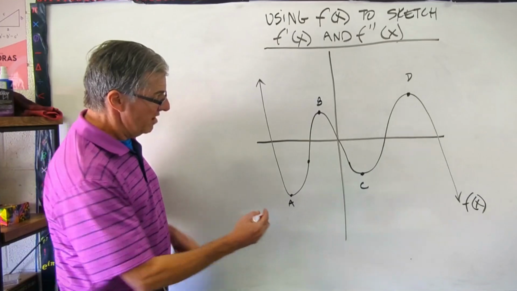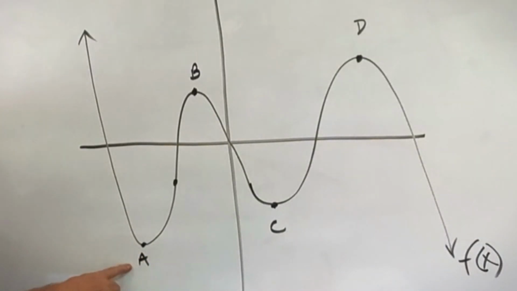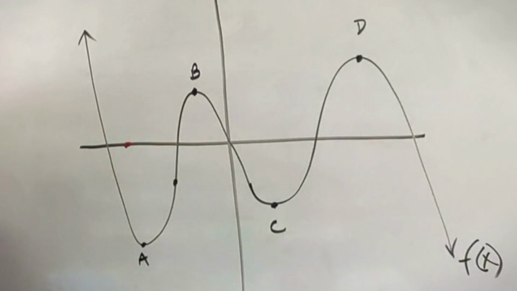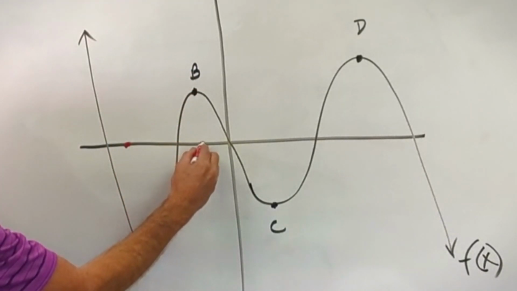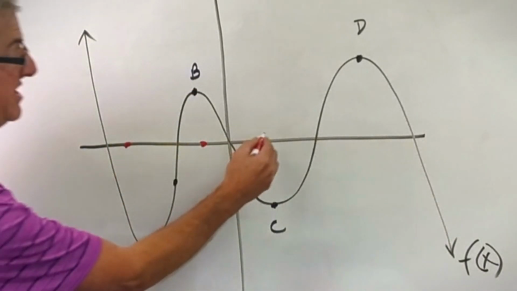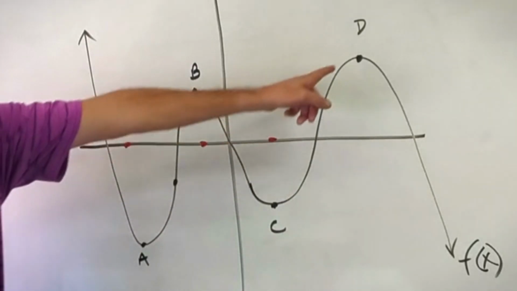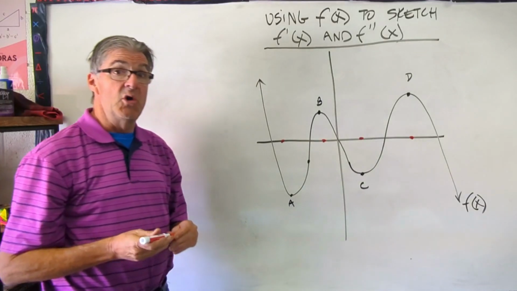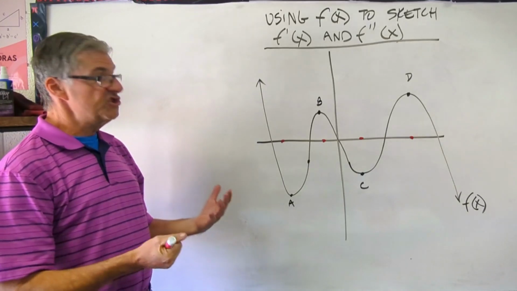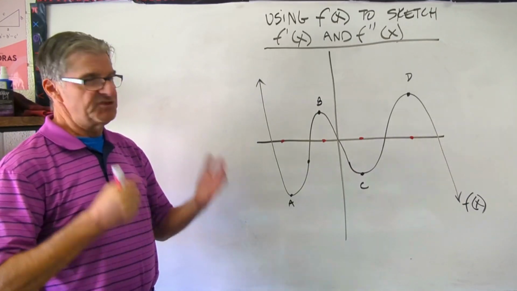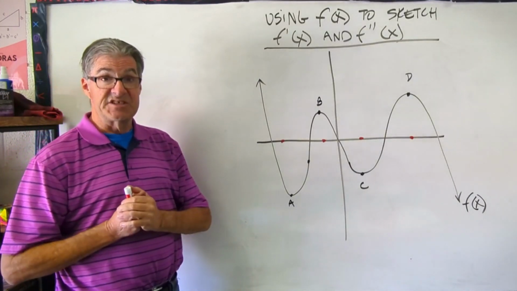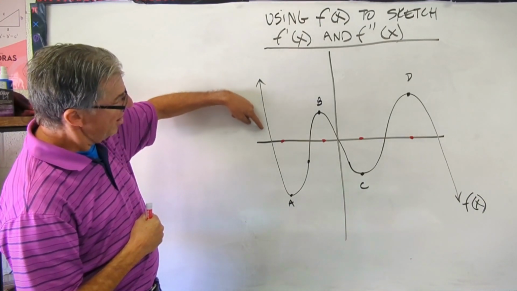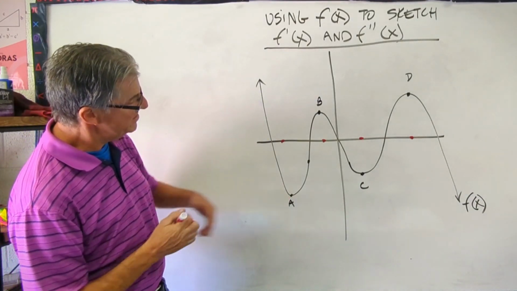So check this out. I've labeled this point A. So this is one of the turning points. B is another turning point. C is another turning point. And then finally, D is our last turning point. Okay? So remember, the derivative is negative when the function is decreasing. So here we are decreasing until we get to that turning point.